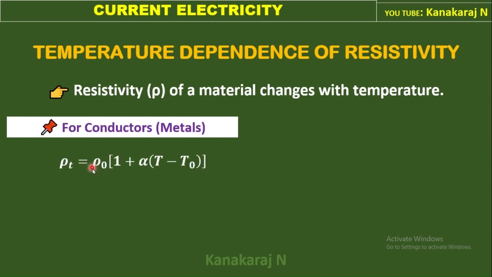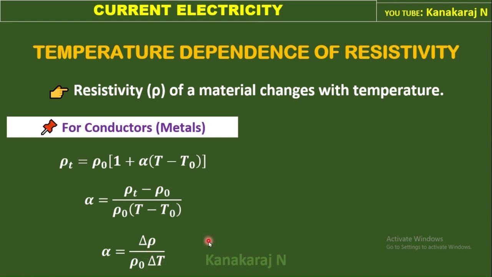Let us find the relation. Rho t equals rho naught into 1 plus alpha into t minus t naught. Rho t is the resistivity of the material at t degree Celsius. Rho naught is the resistivity of the material at 0 degree Celsius. Alpha is the temperature coefficient of resistance or resistivity. So from this relation we get alpha equals del rho divided by rho naught into del t.